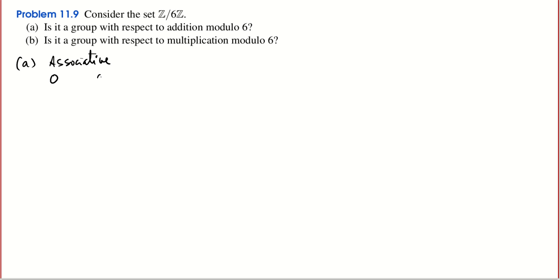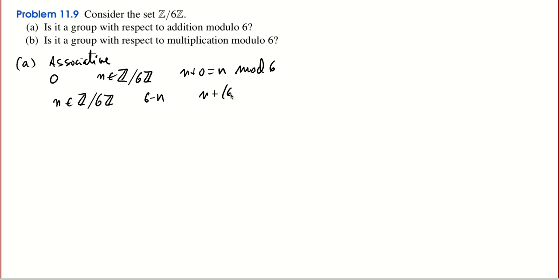Any element n from this set plus 0 is equal to n modulo 6, of course, right? So 0 is the neutral. And if we want to obtain the inverse of every element, well, if you pick an element n, the inverse is just 6 minus n, because n plus 6 minus n is just 6, which is 0 modulo 6, right?